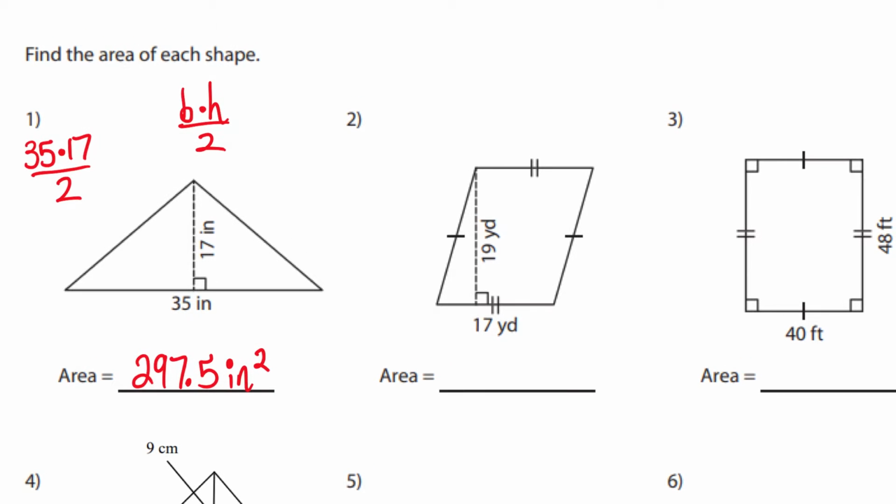All right. Next one, what shape is this? Parallelogram. How do we find the area of a parallelogram? Just base times height. So very simple, 17 times 19. Okay, it's 323 yards squared. Square yards.